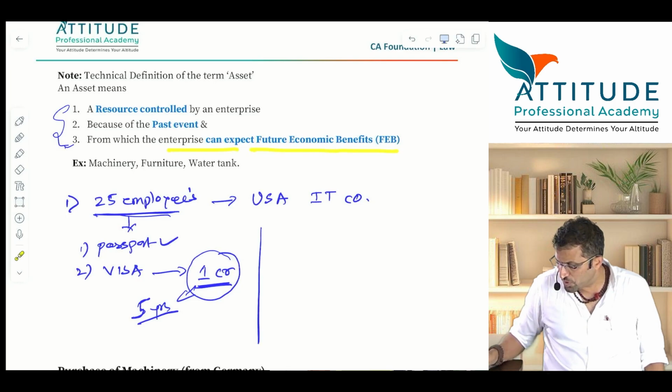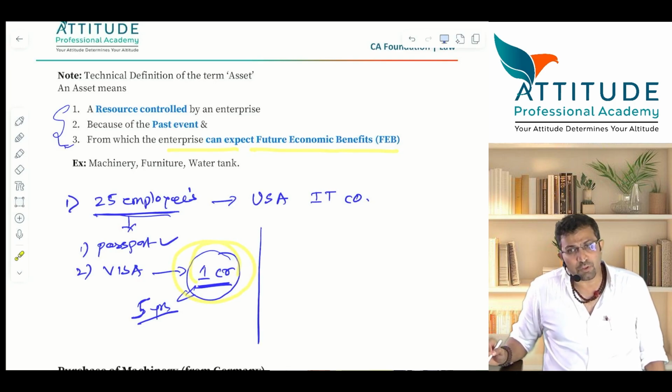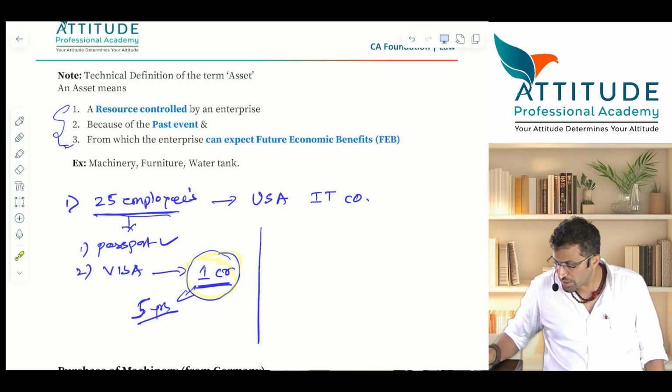Enterprise can expect future economic benefits for this 1 crore spent. Correct? Second, is there a past event? Yes, I have already spent 1 crore. Now the question is, is the resource controlled by the enterprise?